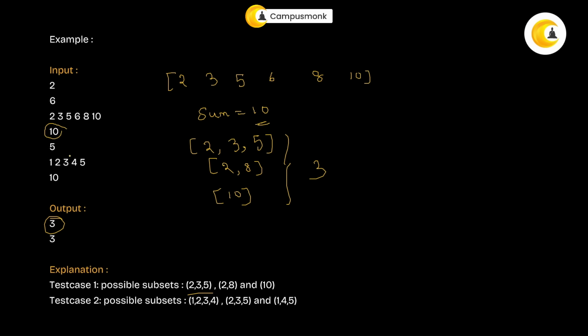Similarly, you must be wondering what this 2 and 6 is. This is nothing but the total number of sets that you will give as an input. So that is that. What is this 6? This is the number of elements present here. And this is the sum.